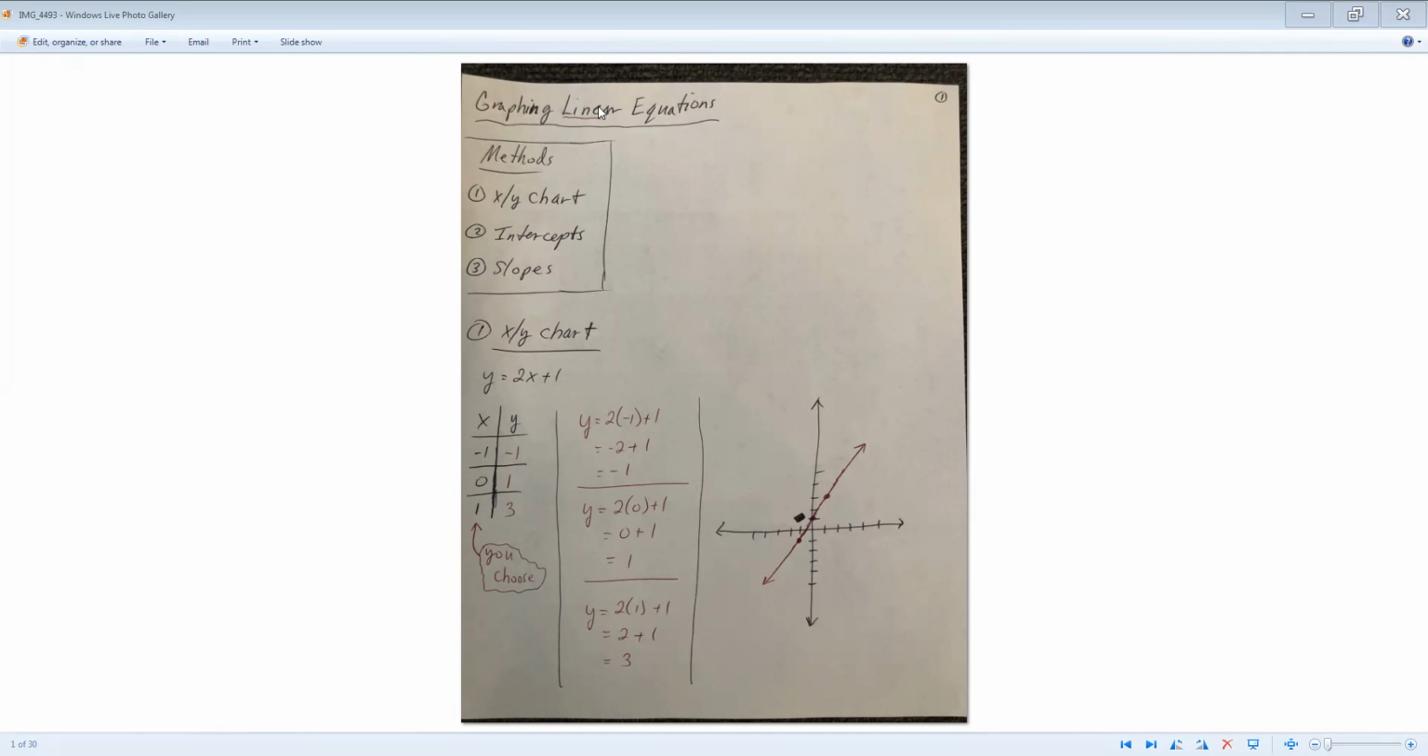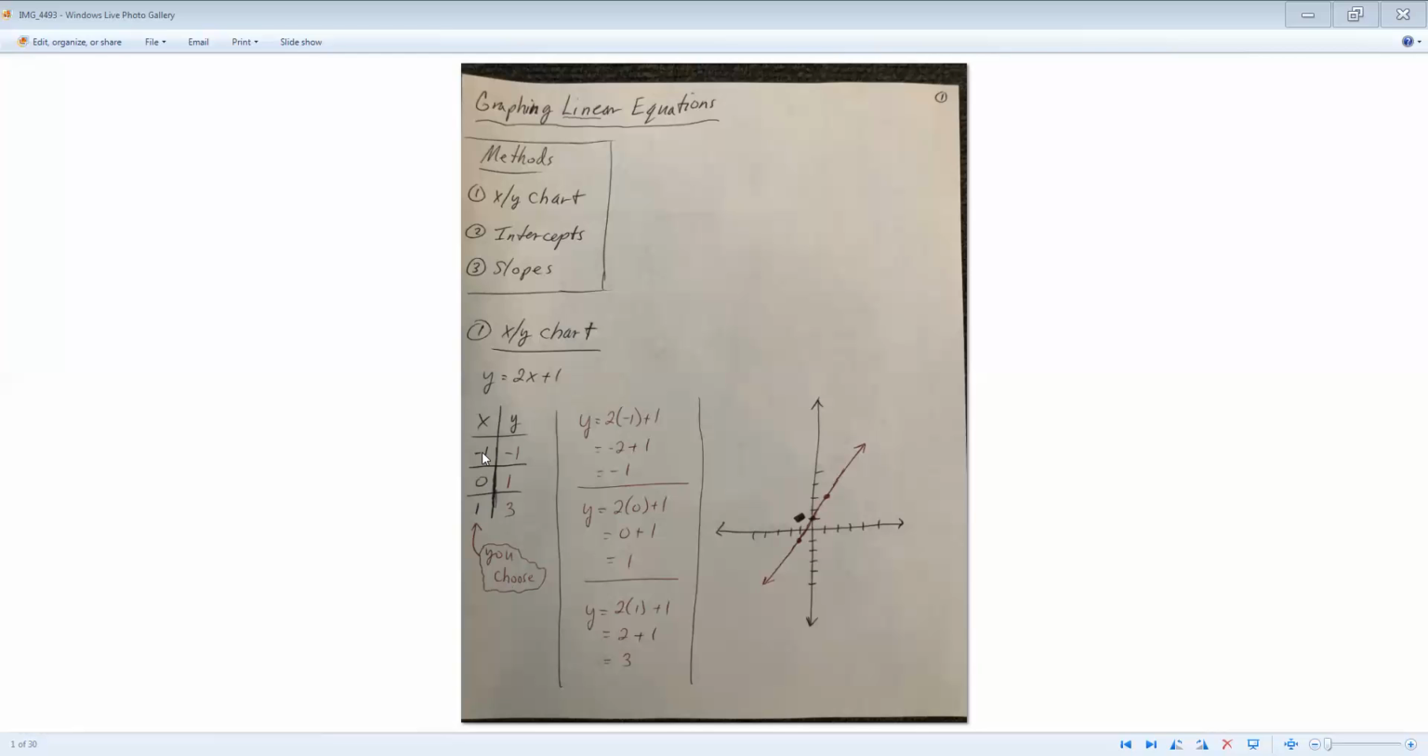So when we look at those methods, we're looking at the XY chart, using your intercepts, and then graphing using your slopes. So looking at the first method, using the XY chart, let's say we want to graph y equals 2x plus 1. First thing you would do is choose some x values to plug in. You can use 2 values, 3 values, 4 values, it doesn't matter. It doesn't matter which values you choose either. Just remember that whatever you choose, you have to graph.